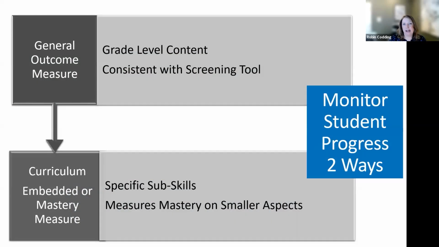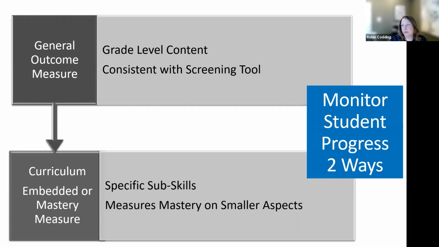The other way that math is really different than reading, when we think about how we're using our data and what our data look like, is how we monitor student progress. I really recommend that we monitor student progress two ways for students receiving targeted or more intensive intervention supports. One, we look at grade level content. Usually that grade level content is consistent with the screening tool, so it's a tool we already probably have access to. I refer to that as a general outcome measure, a measure that assesses all the grade level skills that we expect students to know at the end of the year.